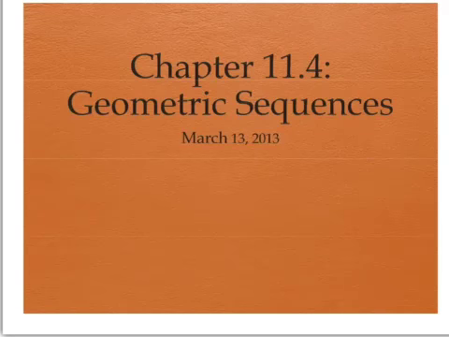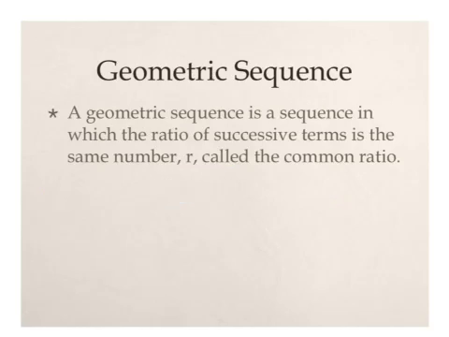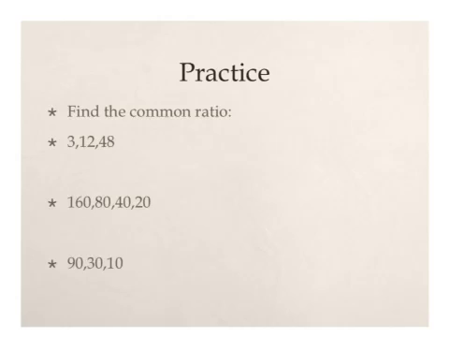Geometric sequences are similar to arithmetic sequences. However, with geometric, we're dealing with multiplication rather than addition or subtraction. In this part, we want to find the common ratio of the sequence. A geometric sequence is a sequence in which the ratio of successive terms is the same number r, called the common ratio. Here we want to find what the common ratio is.